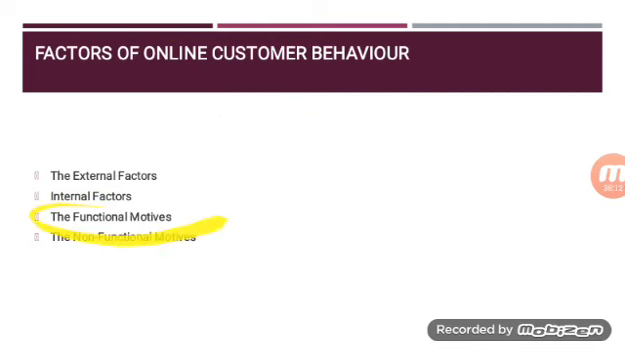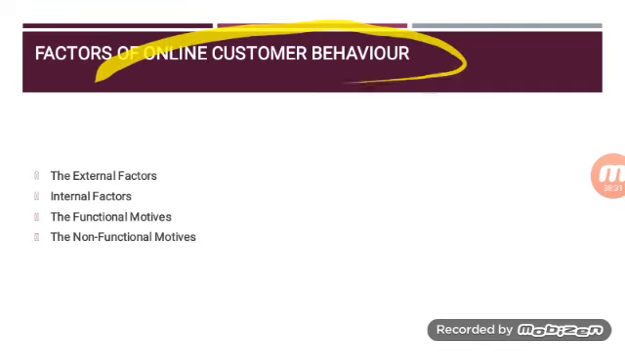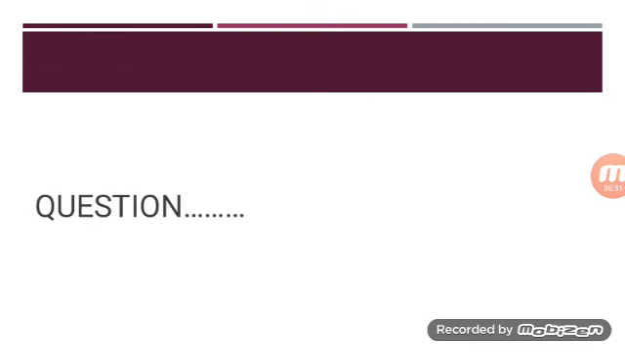Next is the functional motive. Functional motives are related to the customer's needs and include things like the time, the convenience of shopping online, the price of online shopping, and the environment of the shopping place. All these will affect online customer behavior under the functional motive. And the last one is non-functional motive, which is related to culture or social value, like the brand, the store or the product, which directly influences online customer behavior.